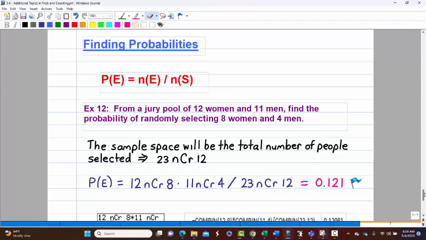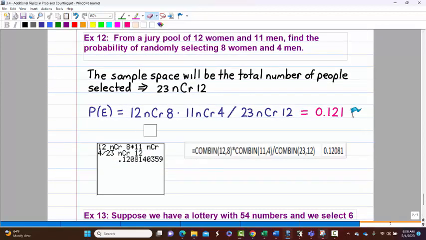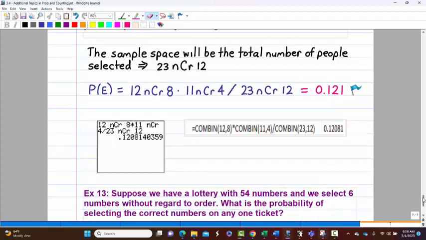So that's how you choose. It's 12 choose 8, times 11 choose 4, divided by 23 choose 12. I did it in the calculator there, so I multiplied them, then I divided, and you can do it straight up in the combin. It'll combin times, and then divide by that combin, and 0.121 either way. I'm sure we'll see this in a homework problem also.